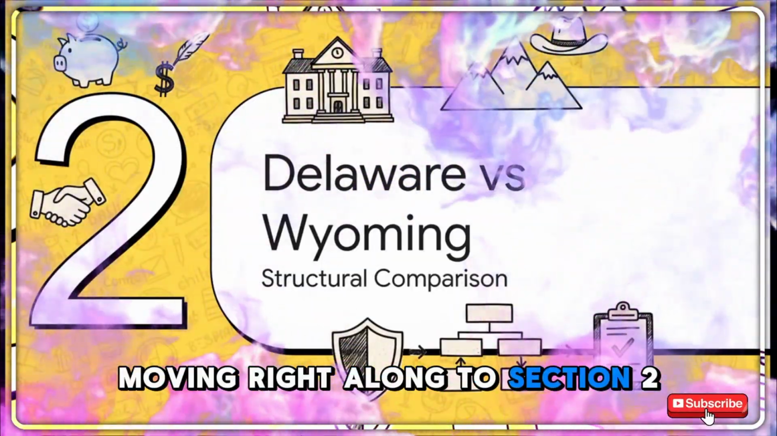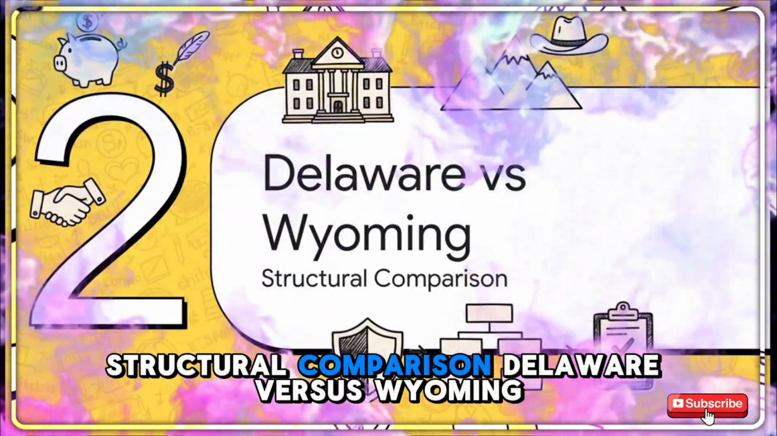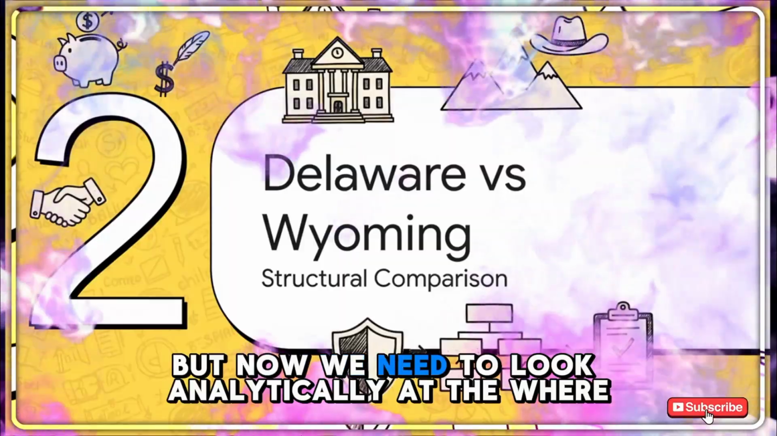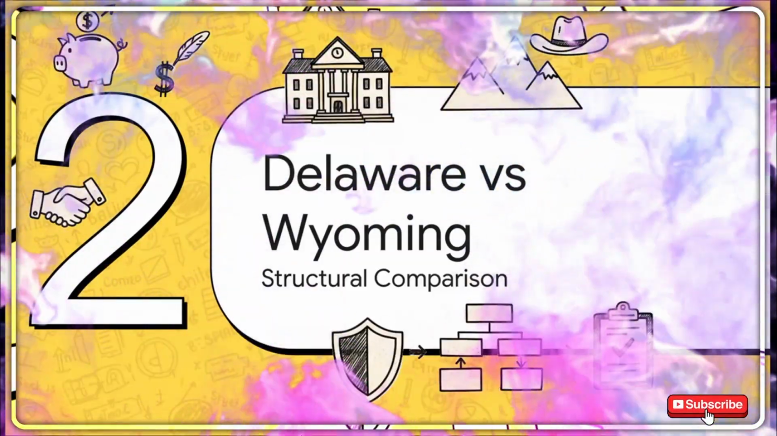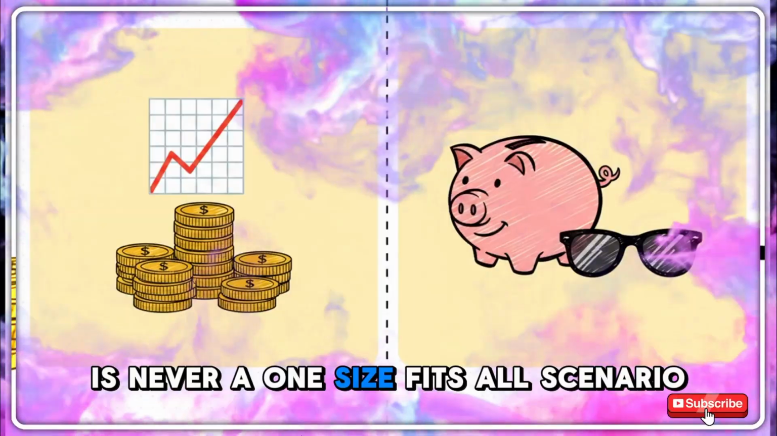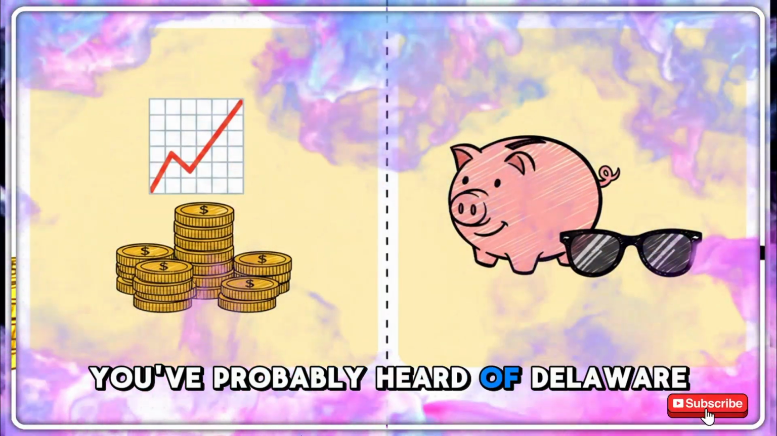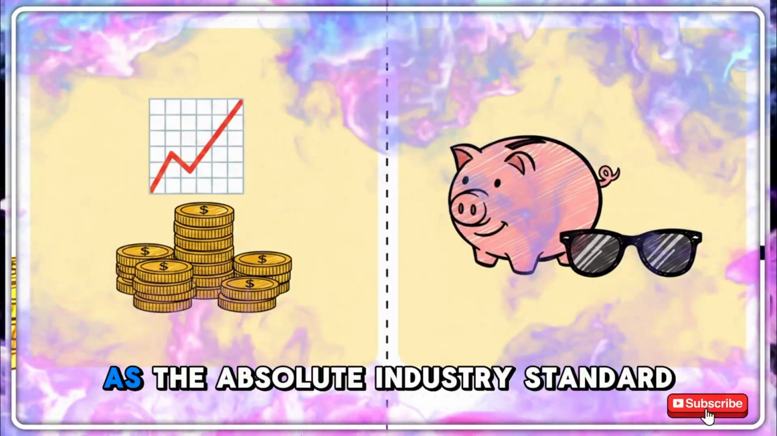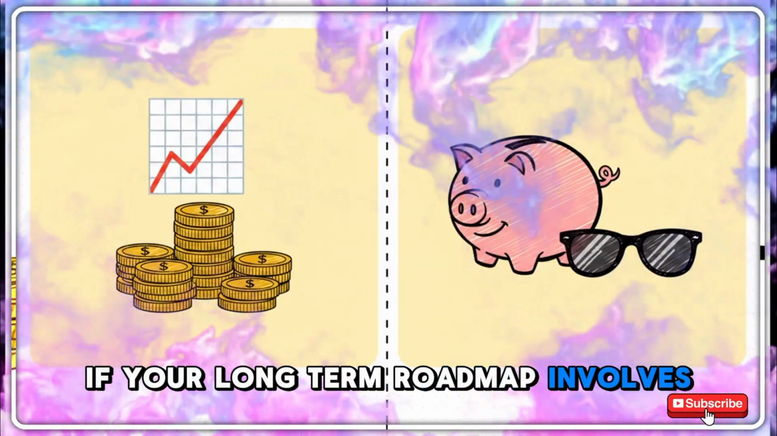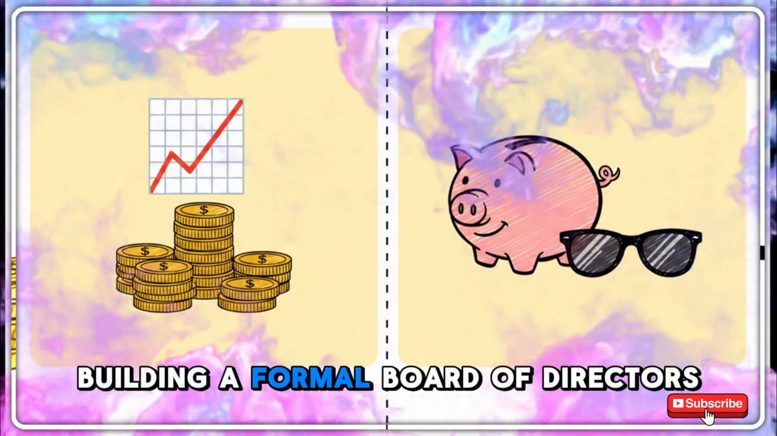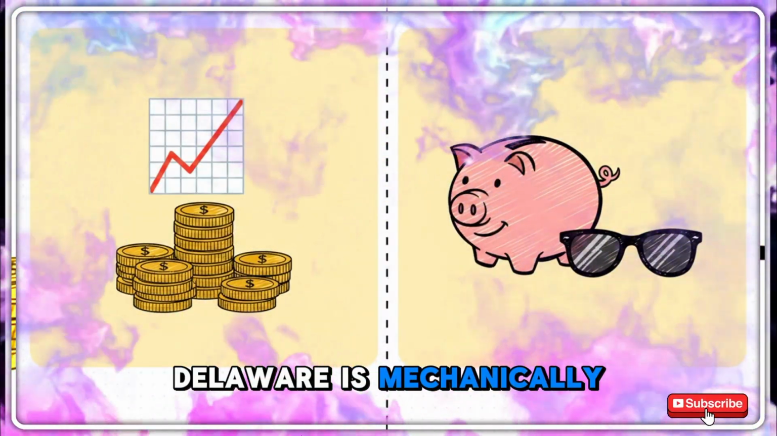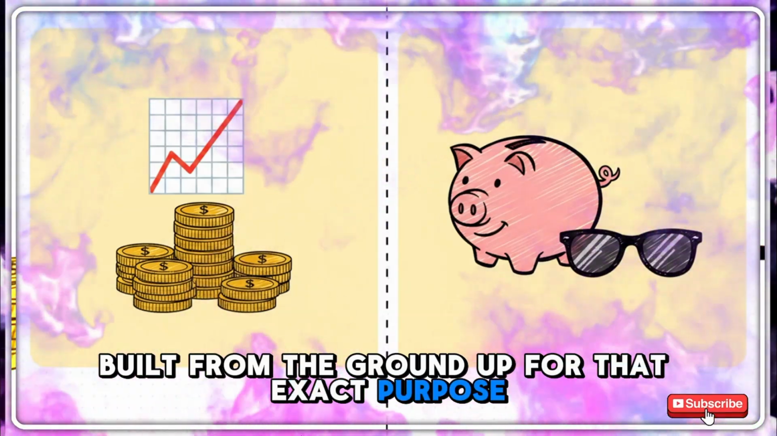Moving right along to Section 2, structural comparison, Delaware versus Wyoming. We know the why at this point, but now we need to look analytically at the where. And this brilliantly illustrates why setting up a company is never a one-size-fits-all scenario. You've probably heard of Delaware. It's universally recognized as the absolute industry standard for venture-backed entities. If your long-term roadmap involves issuing equity to your employees, building a formal board of directors, or raising venture capital from institutional investors, Delaware is mechanically built from the ground up for that exact purpose.